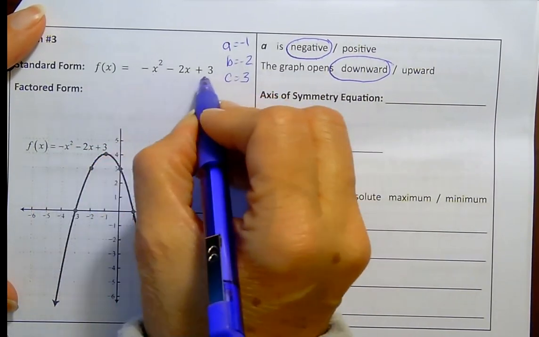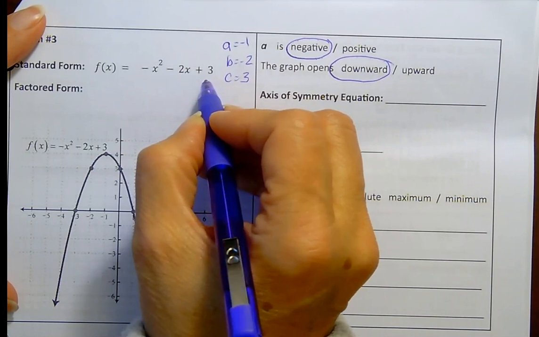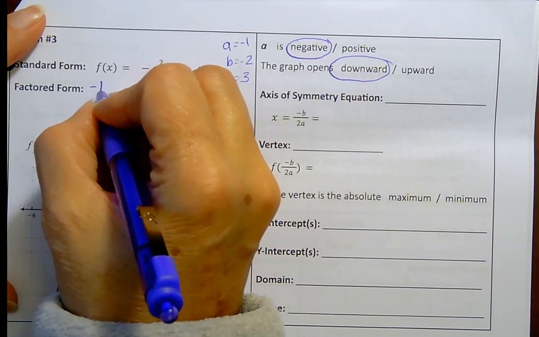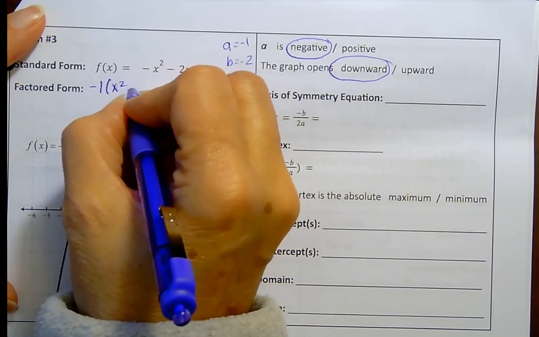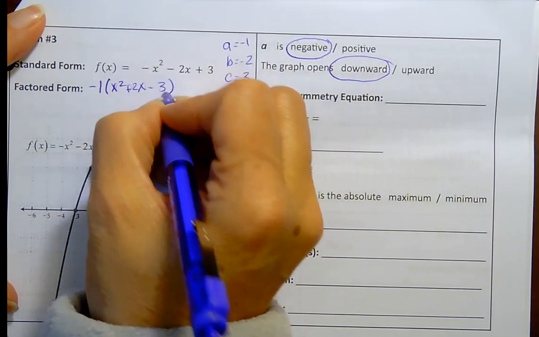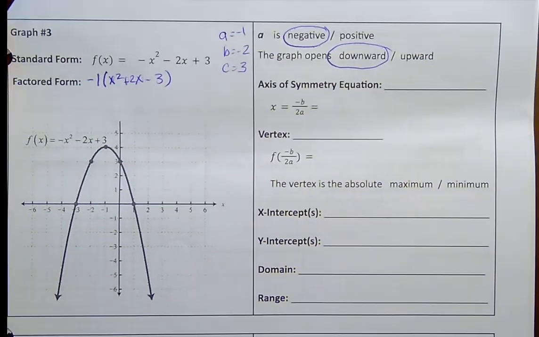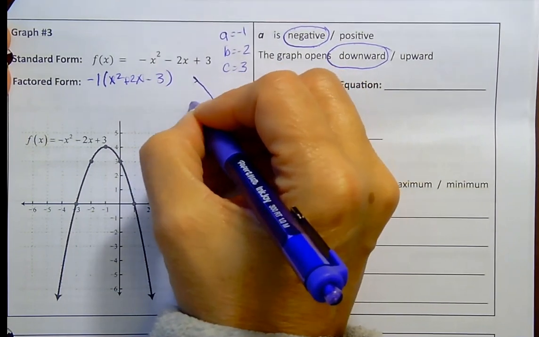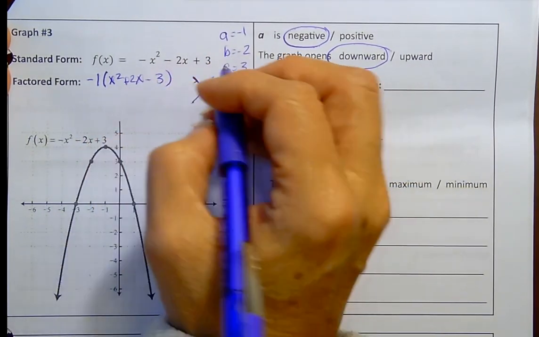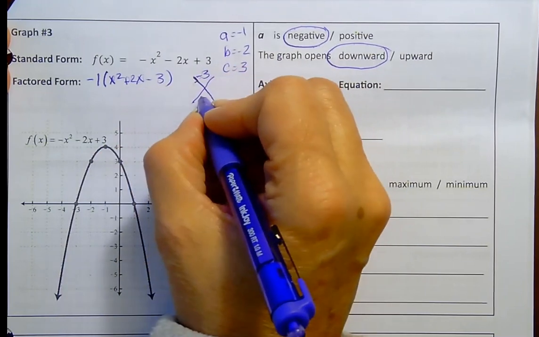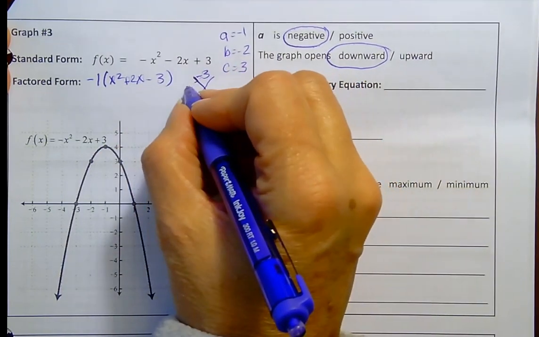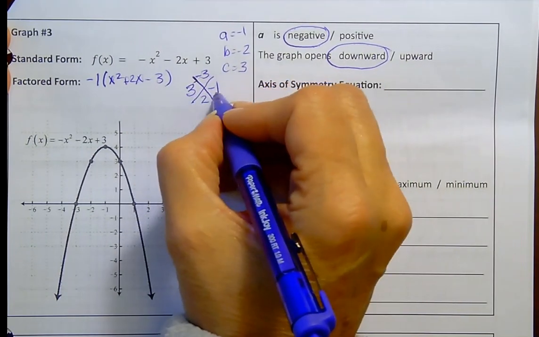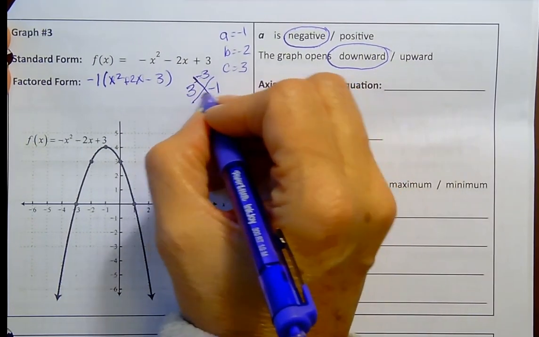If I factor this, remember our first job as mathematicians is to pull out any greatest common factor. We're going to pull out a -1. And then we're left with x squared plus 2x minus 3. Okay. So if I'm factoring that, I want to find two numbers that multiply to give me 1 times -3, so -3, but they're going to add together to give me 2. So I'm going to say that that must be 3 and -1. 3 times -1 is -3. 3 minus 1 is 2. So those are my magic numbers.